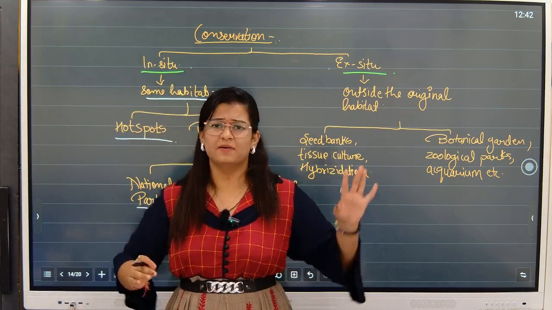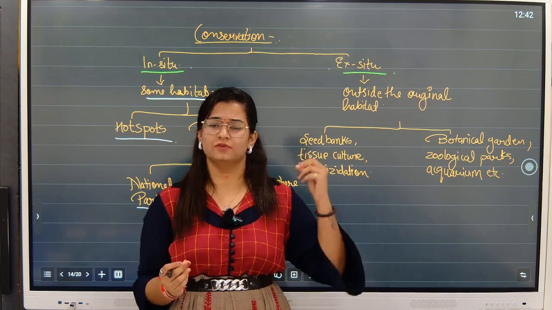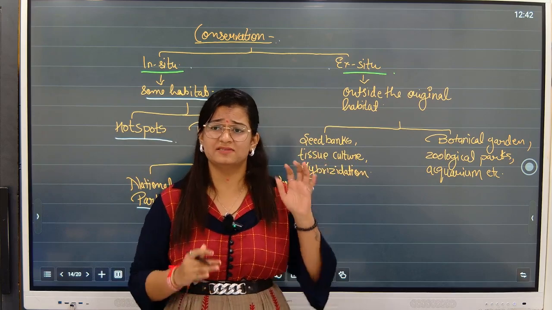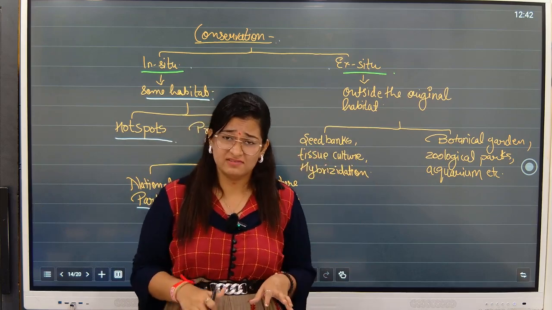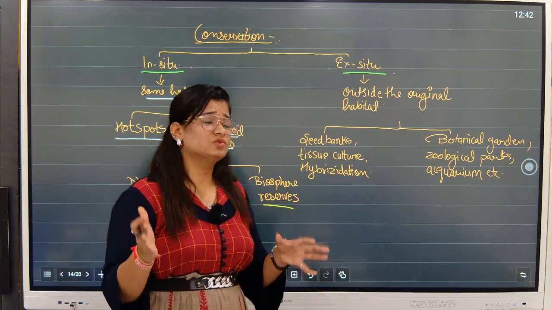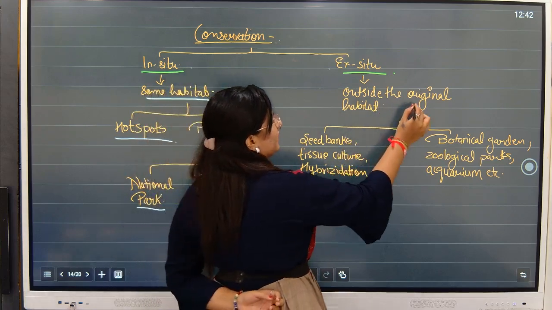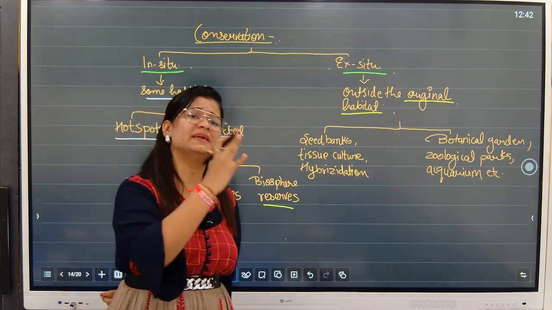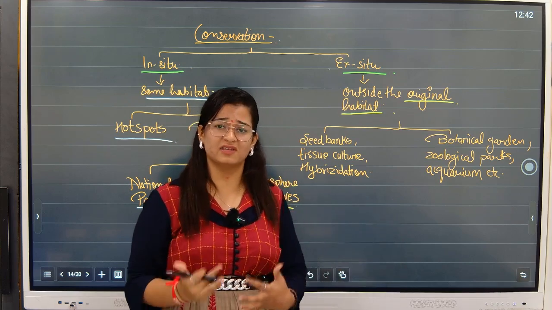Let's take an example, the zoo. In a zoo, what we are doing? We are getting animals inside that area to conserve them, to protect them. So here we are going to remove them from their original habitat and bring them to a particular place where we are going to conserve them.